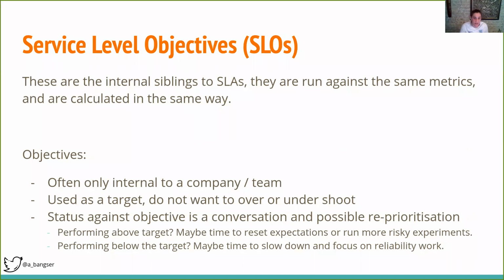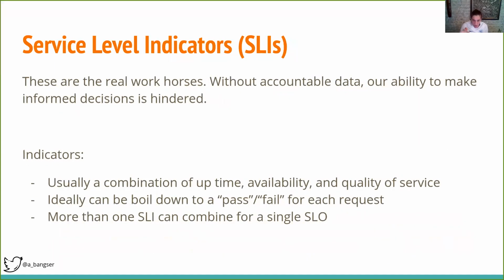And finally, the status objective is conversation and reprioritization. So, I talked about this for a second. If you're way above your target, maybe you need to start moving faster. Be less risk averse. If you're getting close to your target, or especially if you're below your target, maybe you need to push back on that product team a little bit and say, hey, we need to do some reliability work real quick before we can do any new features, because we're going to start really impacting our customers soon, right? So this is how we can start prioritizing.